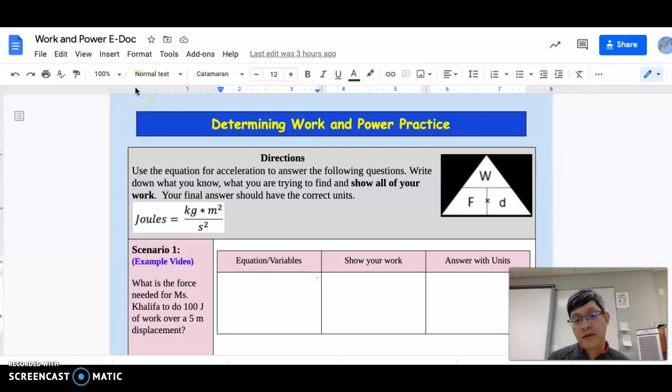Hello physical science student. Once again, we have some practice EDOC, but for this one, just like the previous one, just read it carefully and follow the direction.